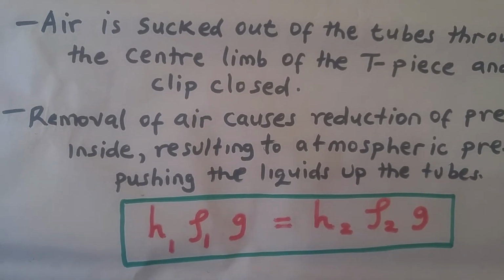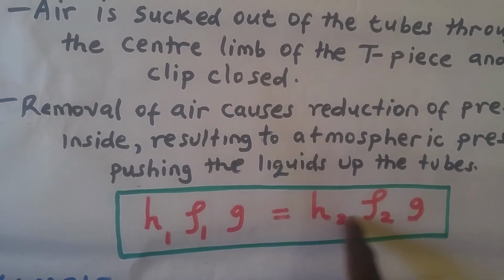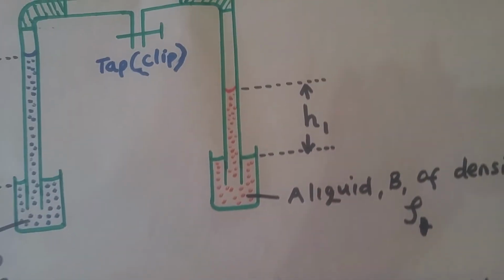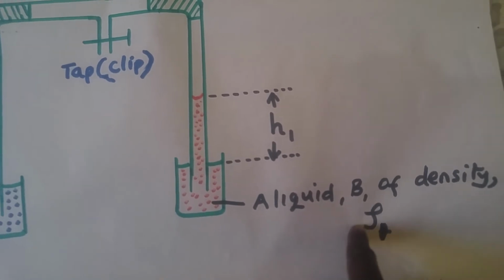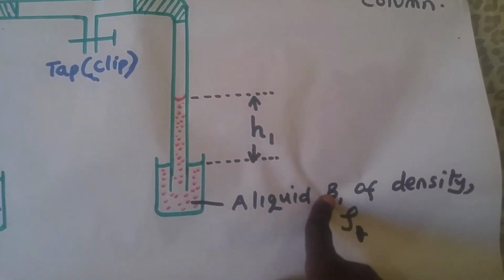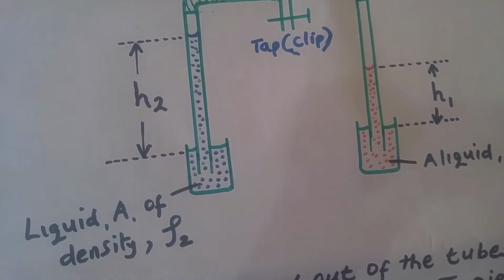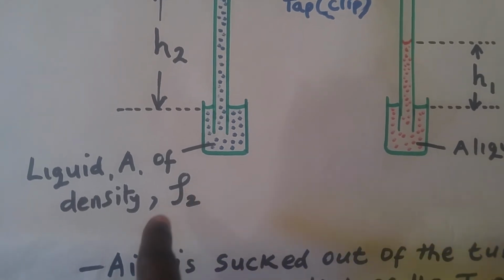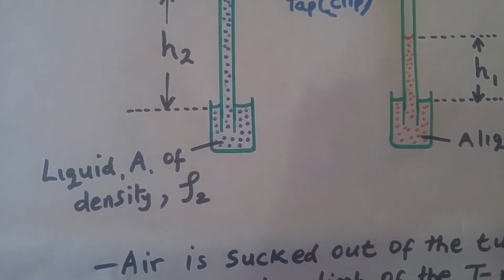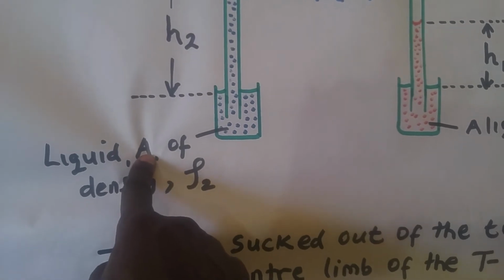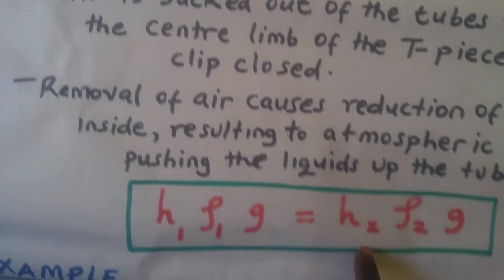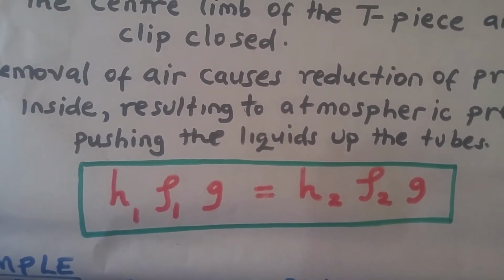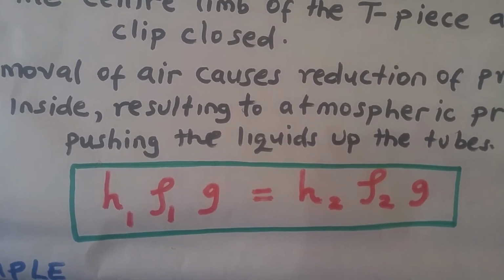Now, since there are two liquids, one of them we shall call 1, then the other one 2. Liquid 1, which one is liquid 1? Liquid 1, the one which has density 1 and height 1, is liquid B. Then the one which has density 2 and height 2, that one is liquid what? A. So the pressure of liquid A is the same as the pressure due to liquid B. Using this formula, you can calculate anything about these two liquids.